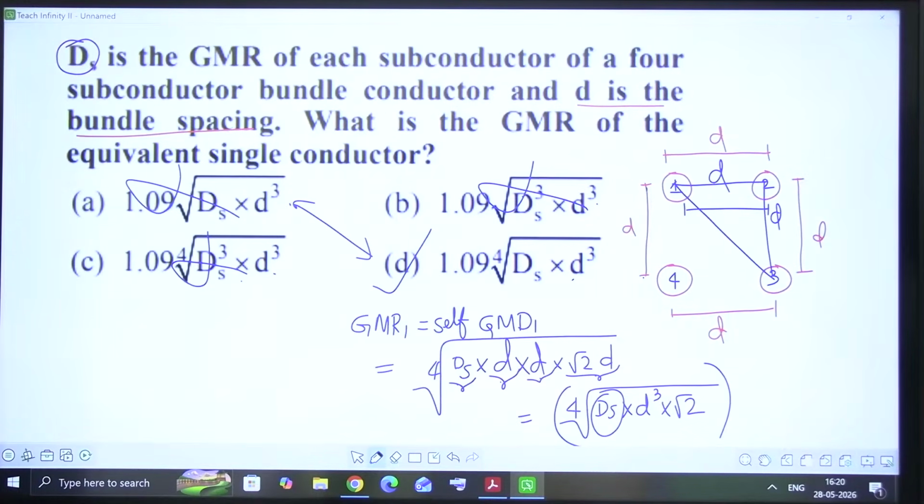Okay, so if you observe carefully, options B and C are blunders. Why? Because they have DS cube, which should not be there. In options A and D, the expressions are exactly matching except for that fourth root. In the answer, the fourth root should be there. Therefore, I can say option A is not correct. Option D is correct, right?